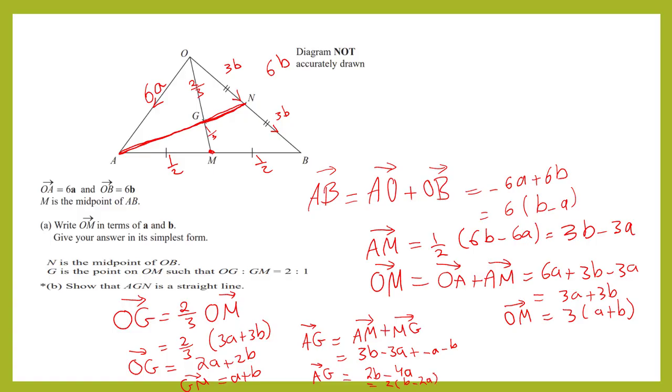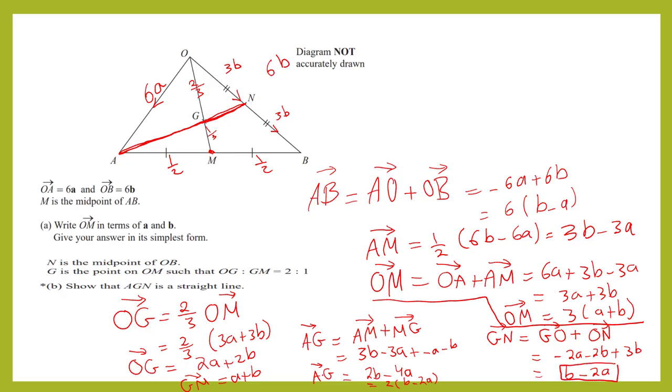And then we'll try to find GN. GN, you can go through GO then ON, or you can go through GM then OB then BN, but this is a bit lengthy, so you go through GO then plus ON. GO we already got before as OG, but this is the opposite. It will be negative 2A minus 2B, plus ON, which is 3B. So if you add them together, it will be B, because minus 2B plus 3B is positive B, minus 2A. And this is the answer for GN.